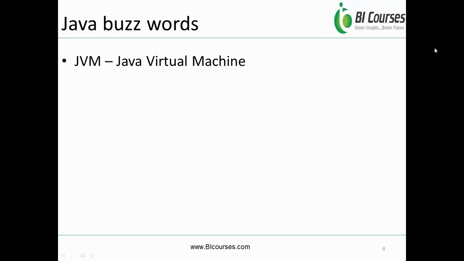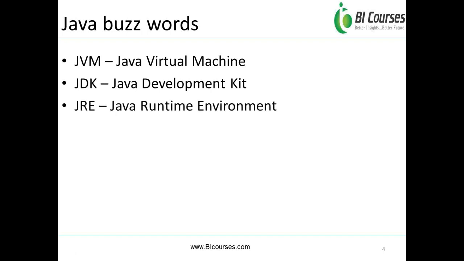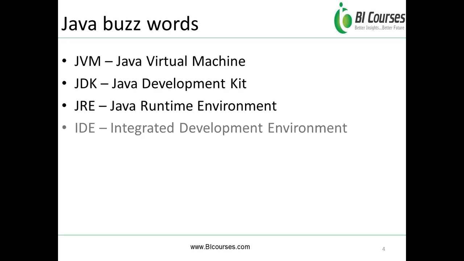Next one is JDK, Java Development Kit. This Java Development Kit consists of a set of DLLs or classes that can be used to compile our Java programs. JRE, which is also known as Java Runtime Environment. This JRE is used to execute our Java programs.